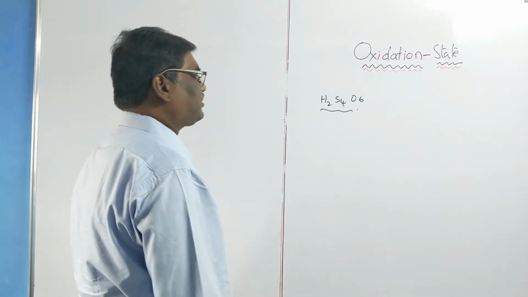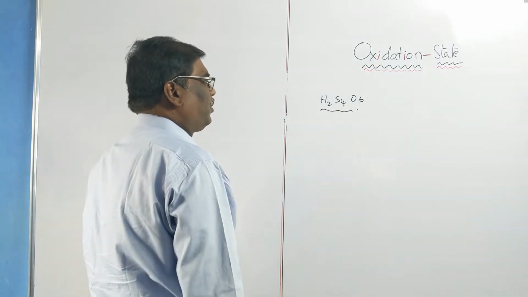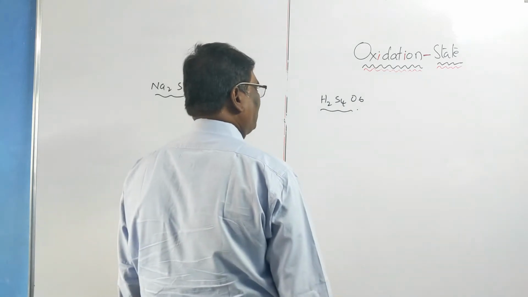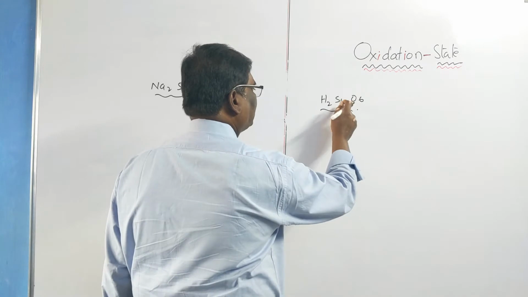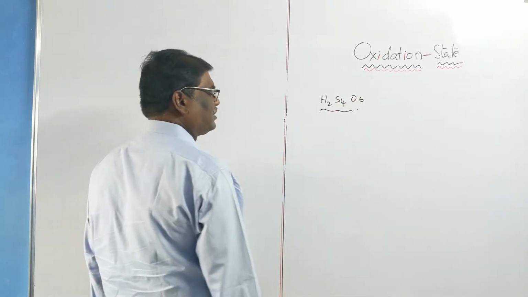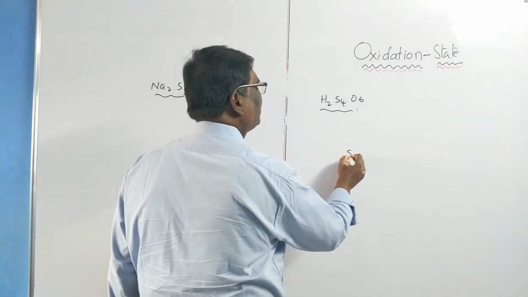Discuss the oxidation state of sulfur in polyoxo acid of sulfur. This is the polyoxo acid of sulfur. This contains more than 2 sulfur atoms. First of all, we have to take the structure of the oxo acid.